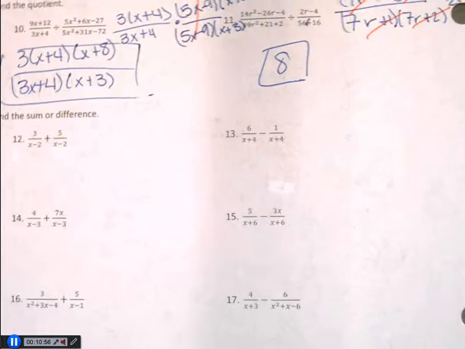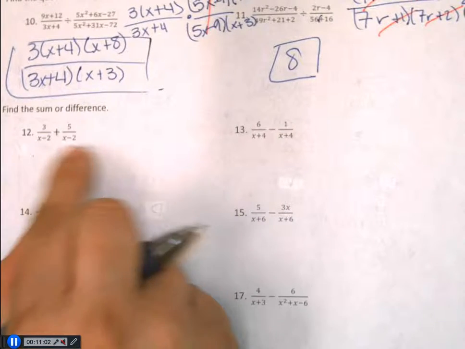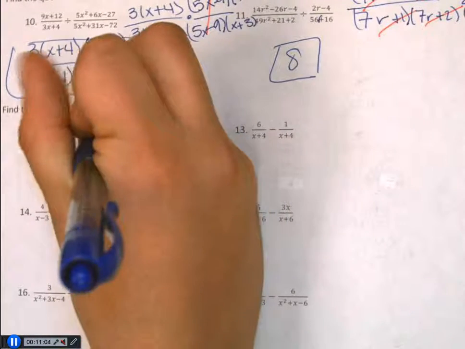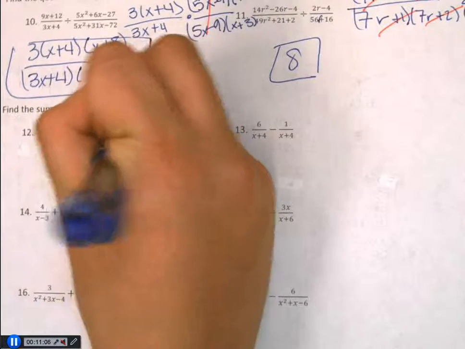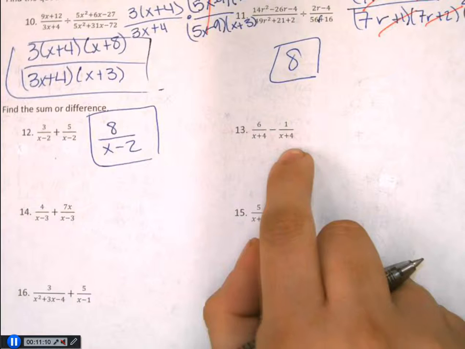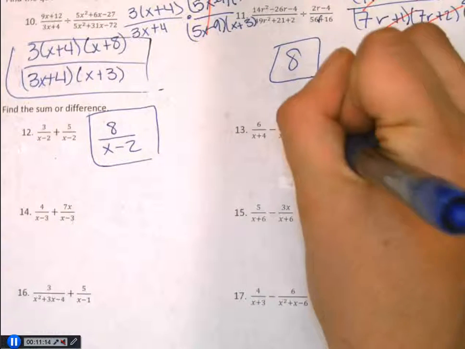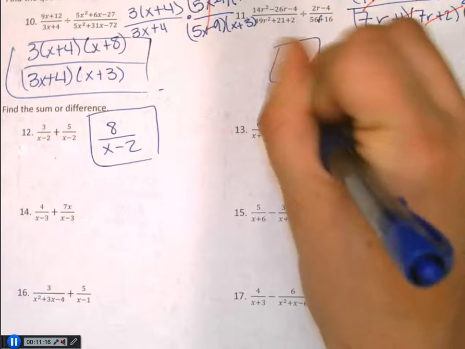On number 12 through 19, I'm finding the sum or difference. So these ones I'm combining like terms if they have the same denominator, which this one does. 3 plus 5 is 8, and the denominator stays the same. Over here they have the same denominator, but this time I have a minus sign in the middle, so I'm going to subtract. 6 minus 1 is 5, and then I have x plus 4 on the bottom.